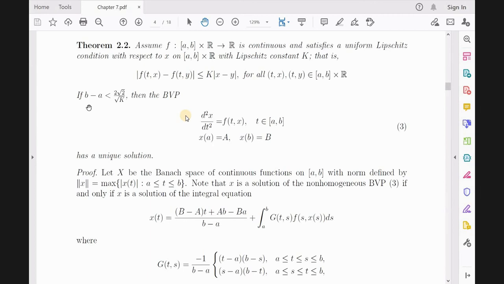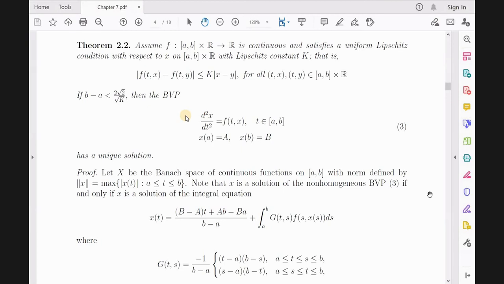Okay, if b minus a is less than 2 into square root of 2 over square root of k, then this second order boundary value problem, d squared x over dt squared is f(t,x), where t belongs to [a,b], x(a) is a, x(b) is b. So if b minus a is less than 2 square root 2 over square root k, then this boundary value problem has a unique solution.